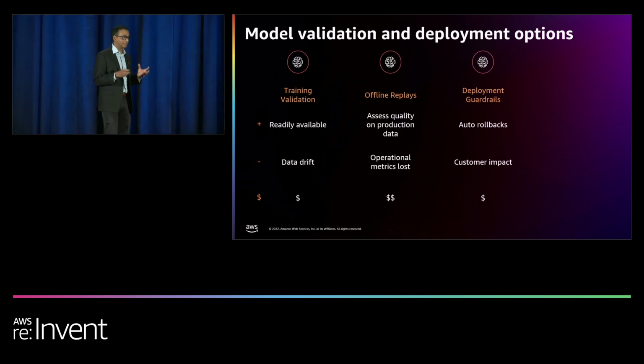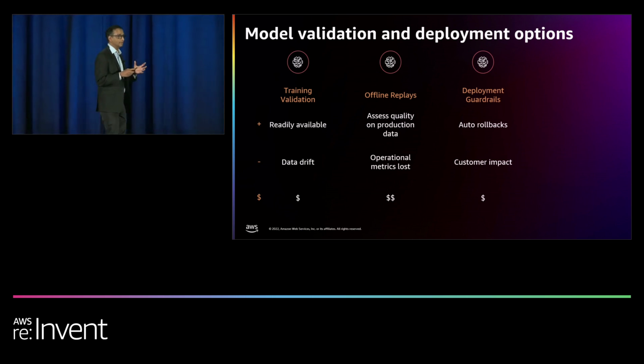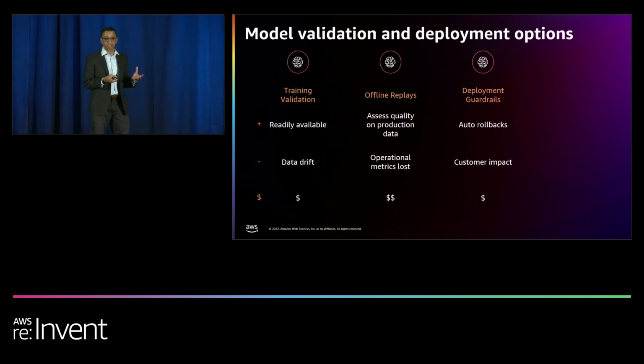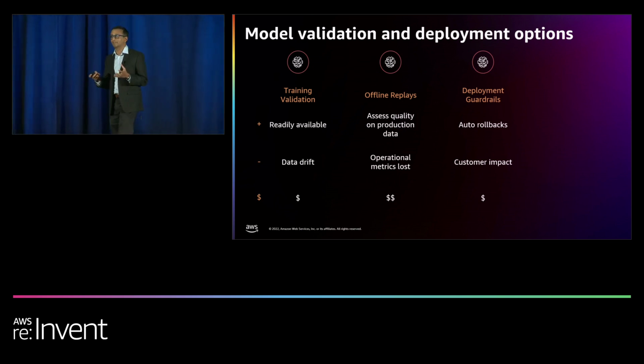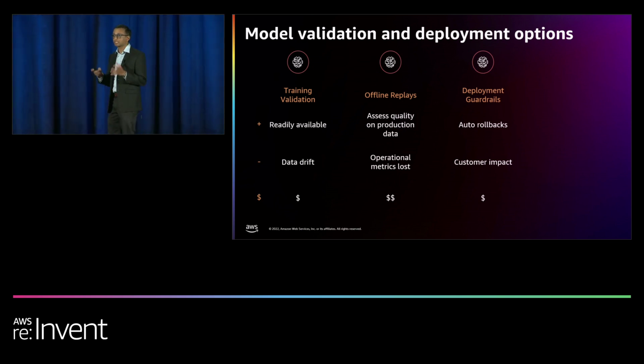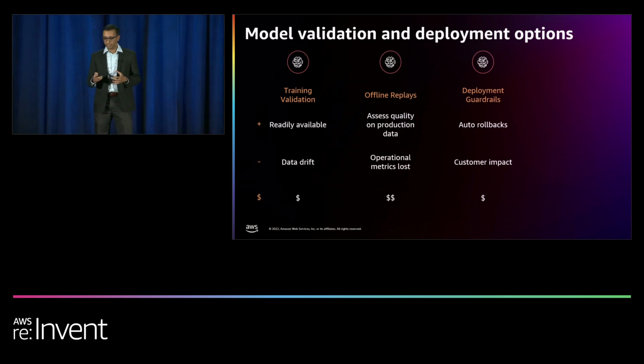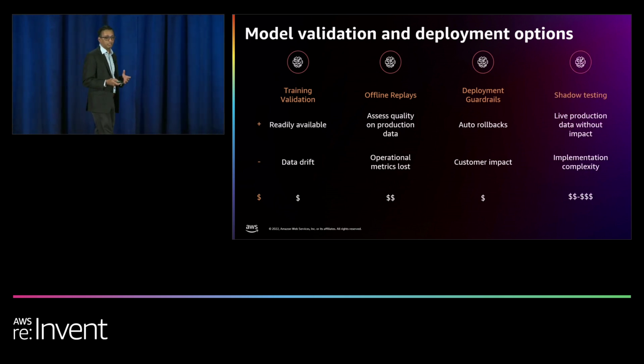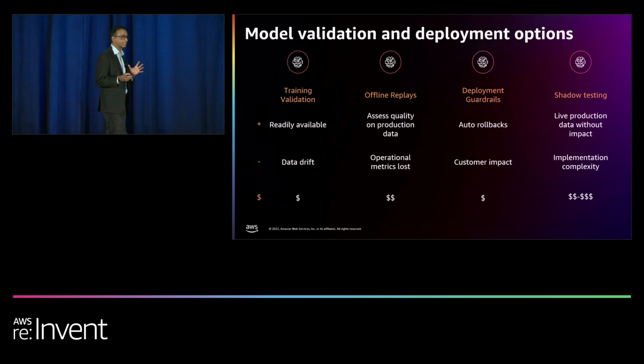But on the other hand, the con of this approach is that the customers who get exposed to this new model have to experience these undesirable characteristics. So there is some potential customer impact there. So here's where shadow testing really fits in, right?